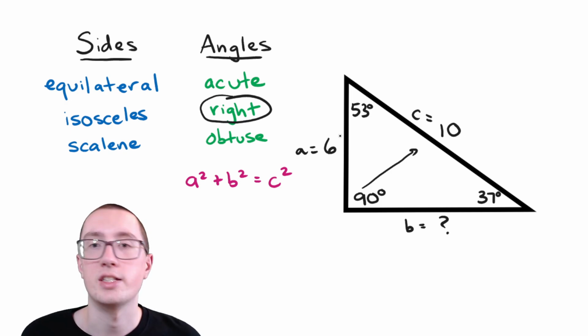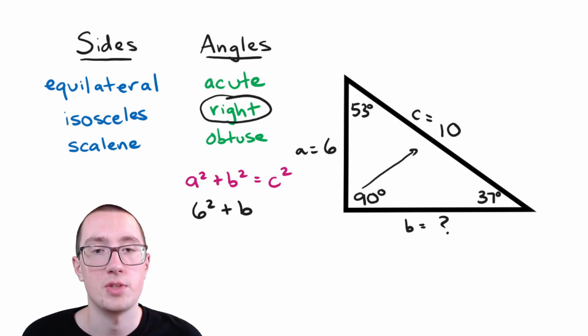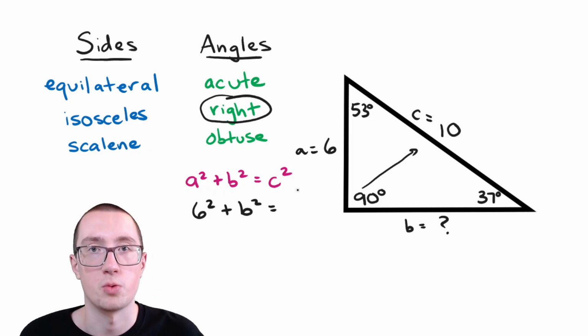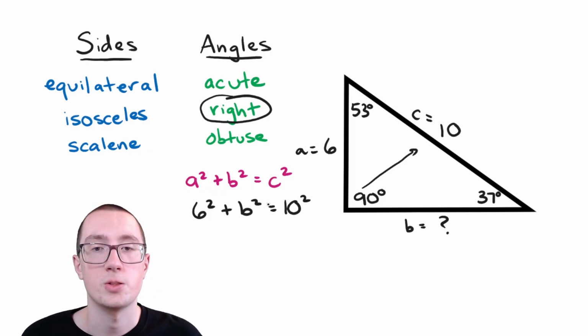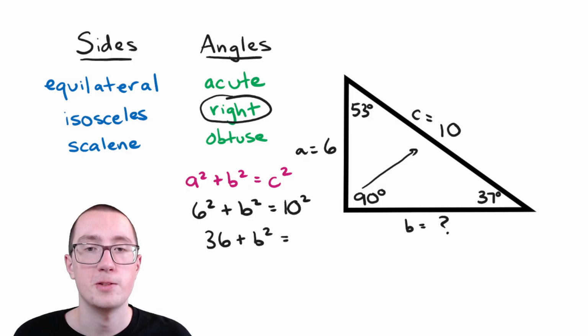So let's plug in what we know into this formula. Because we know that a is equal to 6, we're going to replace a with 6. We're going to leave b exactly the same because we don't know what that is yet. And then c we know is 10, so we're going to replace c with 10. Now let's go ahead and simplify this as much as we can. So 6 squared means multiplying 6 by itself. 6 times 6 is 36. And then b squared, we can't do anything with that because that's just a letter, so we're going to leave that as b squared. And then 10 squared is 10 times 10, which is 100.